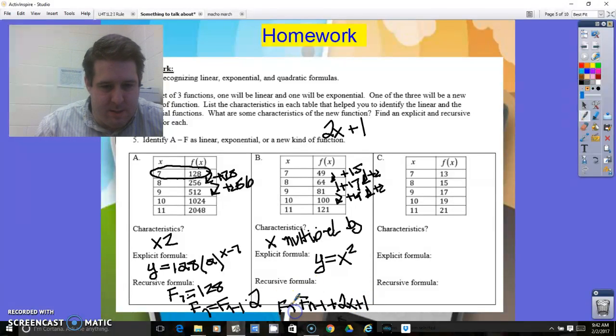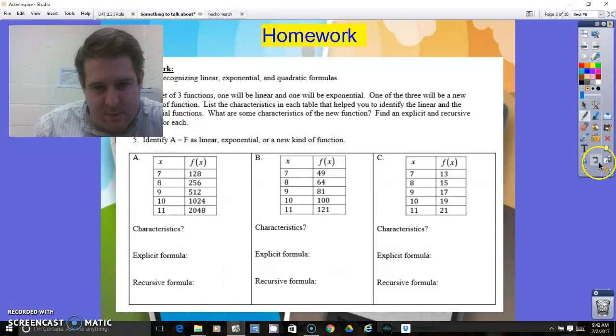F sub n is equal to, and don't forget to give a starting point as well, f sub 7 is 49. All right, I'm going to erase this. Yes, you're going to actually have to watch the video. You probably can't read some of my handwriting anyway.